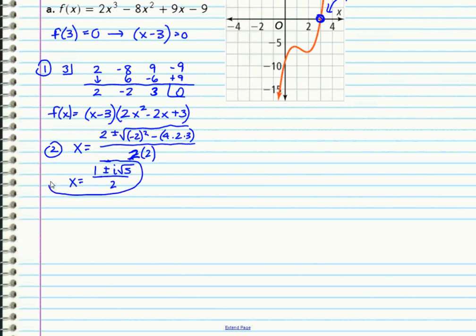So you have 3 zeros. You have x equals 3, and then you have these two. You have the plus side and the minus side.